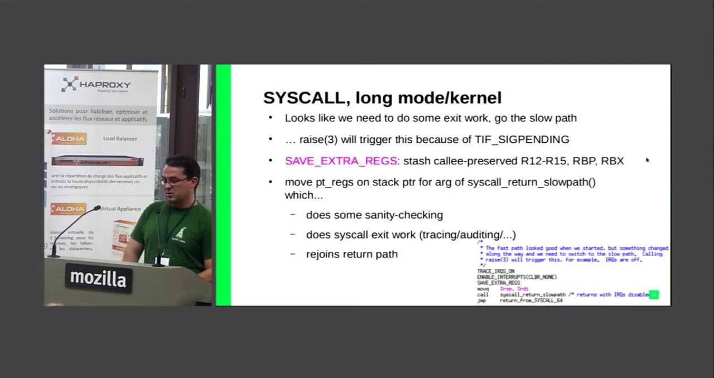we have to save all those other registers because they are callee-preserved. That means the function that gets called preserves those registers, so we have to save them. That's what this macro does. And then we go and call syscall_return_slowpath. So that right here. And because we're going to return on the slow path, which does sanity checking, the exit work, like tracing and auditing. And for example, if you audit the syscalls, you audit them before the syscall and after. And then you rejoin the return path that gets rejoined.